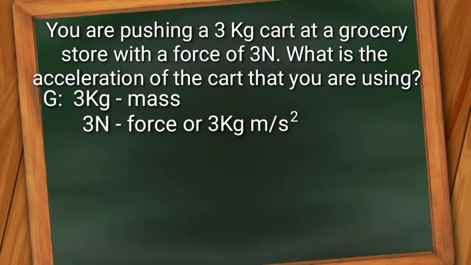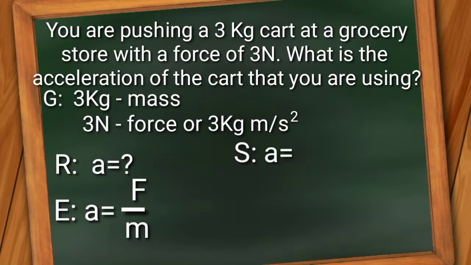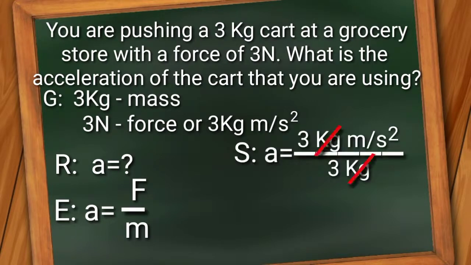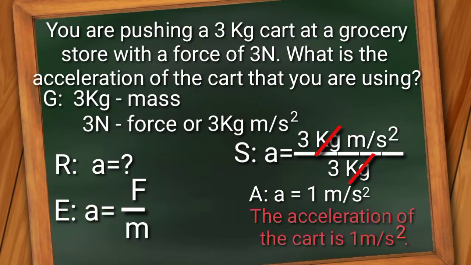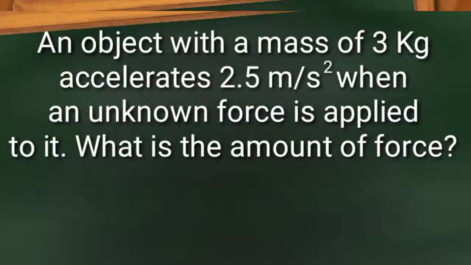Let's go back to our problem. Given: 3 kilograms mass, 3 Newton or 3 kilograms meters per second squared, force. Required: a. Equation: a equals F over m. Solution: a equals 3 kilograms meters per second squared over 3 kilograms, cancel the kilograms. Answer: a equals 1 meter per second squared. The acceleration of the cart is 1 meter per second squared. It's your turn to answer this one.